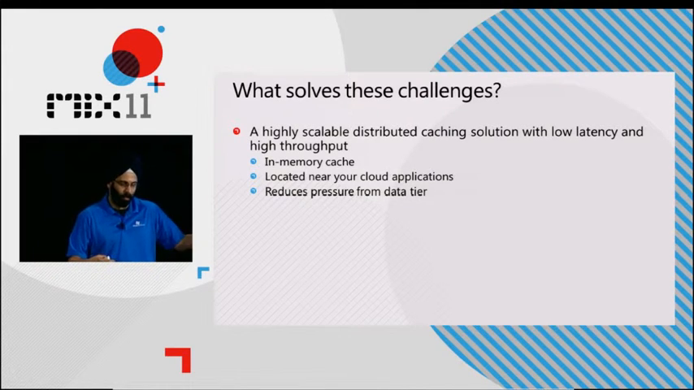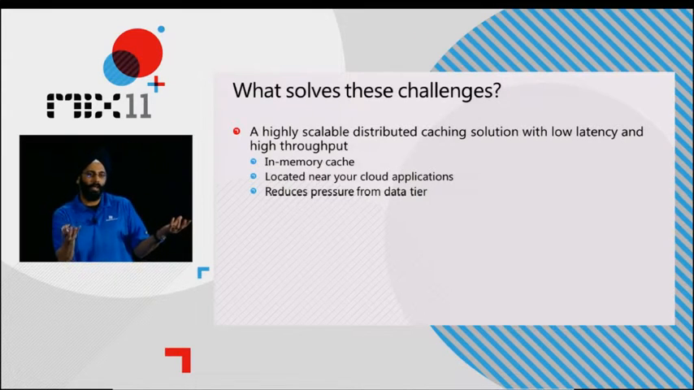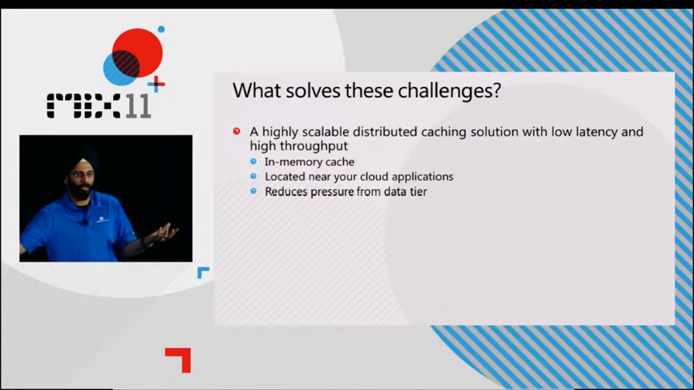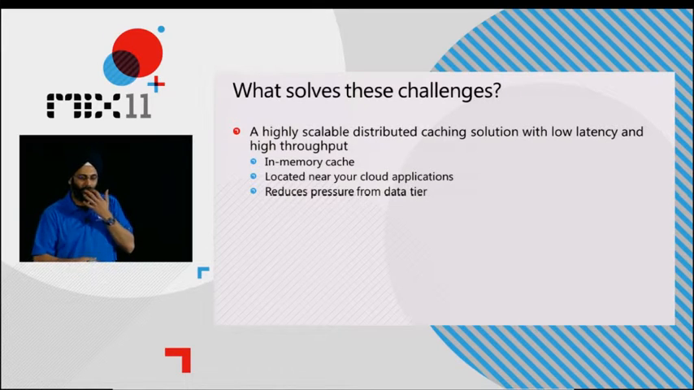And the primary benefit of cache is that it's located very close to your application. So wherever your compute is sitting, be it web or worker or any compute tier, the fact that the data in memory sits closer to your compute tier reduces the pressure on the data tier as well as significantly improves the performance of your web application itself.